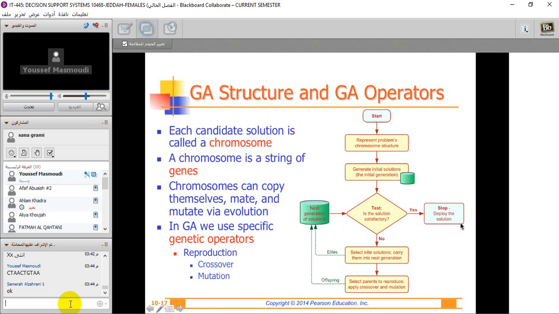If yes, we stop the algorithm. If no, we select the elite solution. We choose the best people and carry them into the next generation. So we take the elites, select parents to reproduce, and apply crossover and mutation. So we produce the offspring and get the next generation, and we evaluate this next generation. Is it a good solution? If yes, we stop. If no, we select the best and the new parents, we reproduce them, and we get the next generation, etc. So we try to ameliorate the solution.